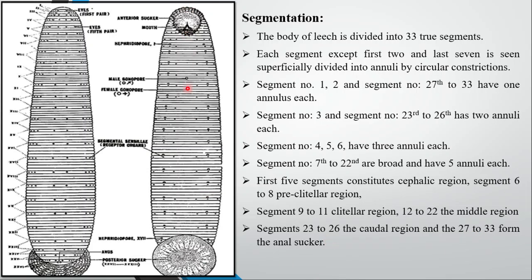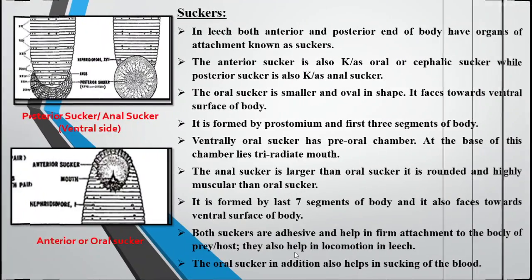So this is the complete segmentation of the body, and this question is also asked in the exam for 4 marks: explain or describe the segmentation in cattle leech. So you have to give this diagram, and all these points should be mentioned there for 4 marks. Okay. Now let's see the next slide.